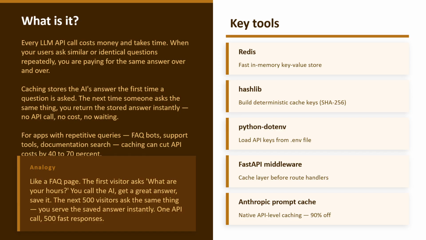For applications with repetitive queries, customer support bots, documentation search, FAQ tools, caching can reduce your API costs by 40 to 70%. The key tools are Redis, which is a fast in-memory key-value database, and hashlib, which is a Python standard library for creating hash functions. A hash function takes any input and produces a short fixed-length string that uniquely represents that input.